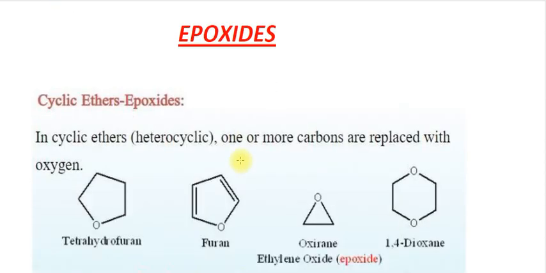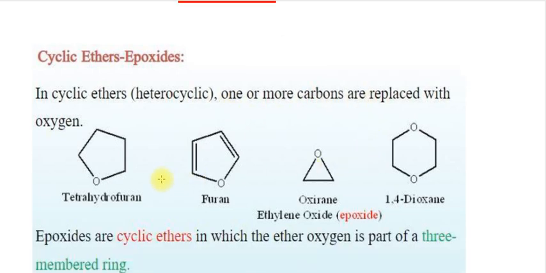Then we can see what an epoxide is. There are certain ethers which can be formed as cyclic ethers. So cyclic ethers are sometimes called epoxides. A special type of cyclic ether is the epoxide. In cyclic ethers, that means heterocyclic, one or more carbons are replaced with oxygen.